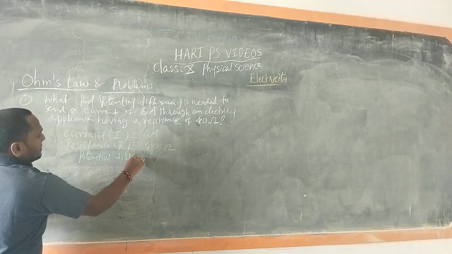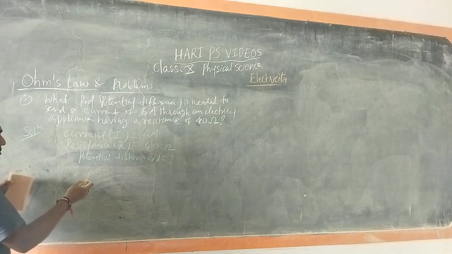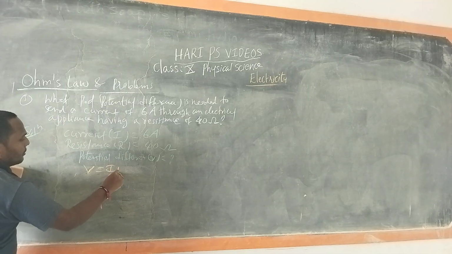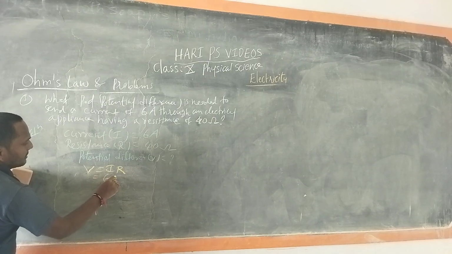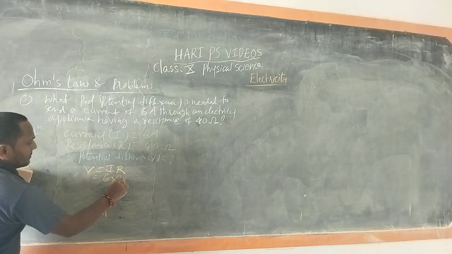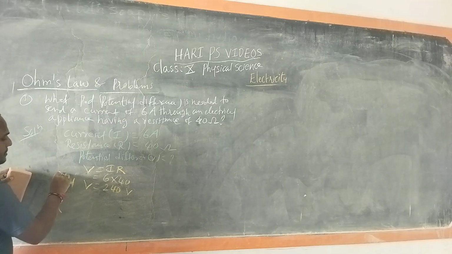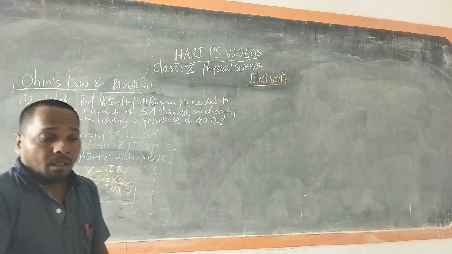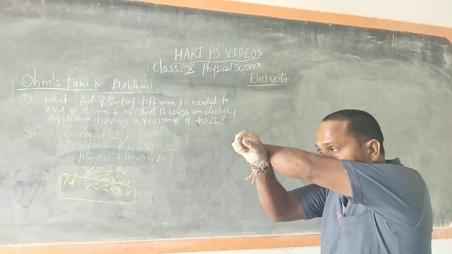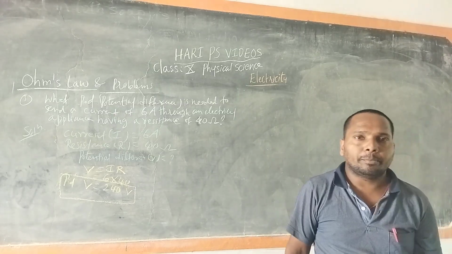Potential difference V is equal to, as we know, the formula V is equal to I times R. Substitute the values. Current is 6 and resistance 40. So 240 volts. So potential difference PD is equal to 240 volts. In this way, we calculated the potential difference also. Practice the problems.